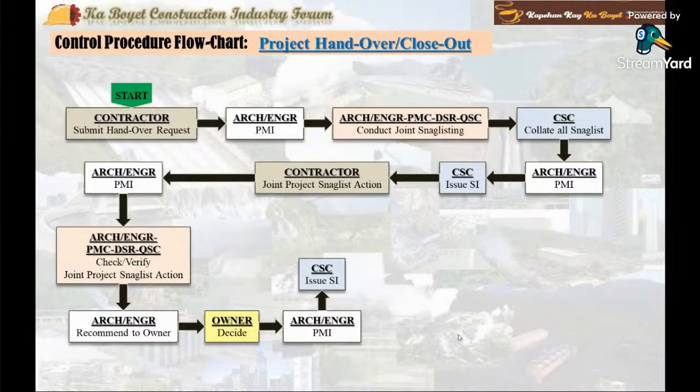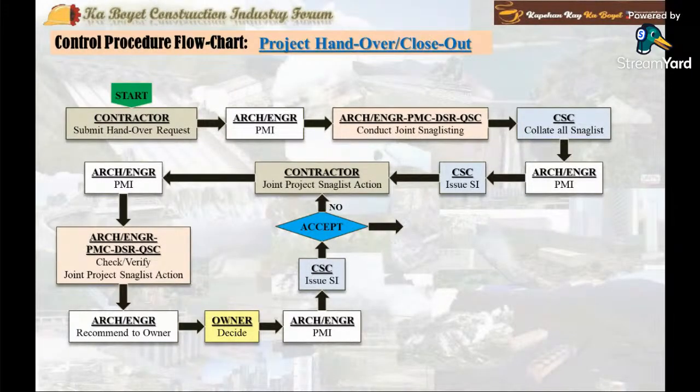The consultant prepares an SI attaching the PMI and the owner's decision and transmits it to the contractor. If not accepted, the contractor performs the necessary required corrective action per owner's command and repeats the process again.